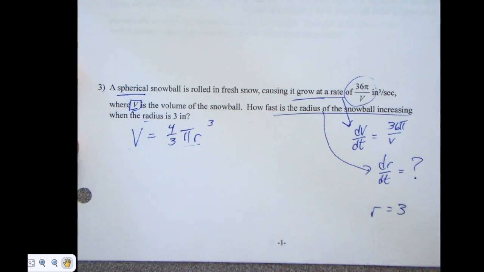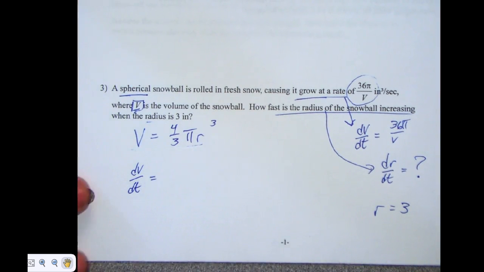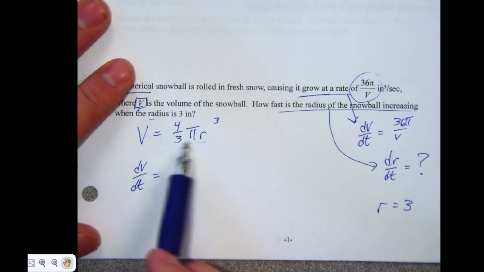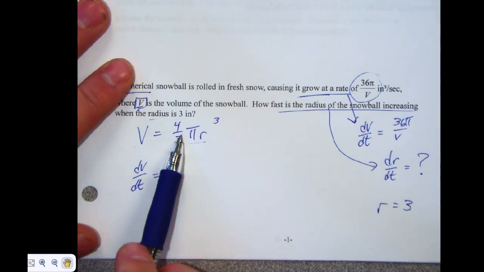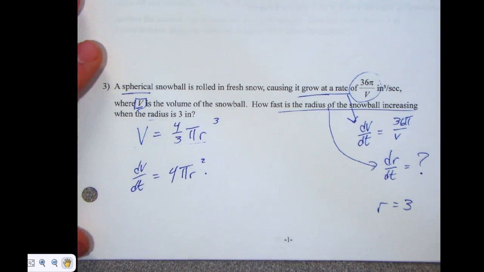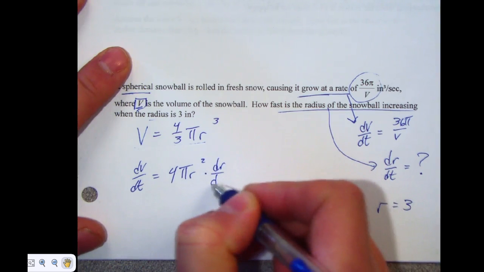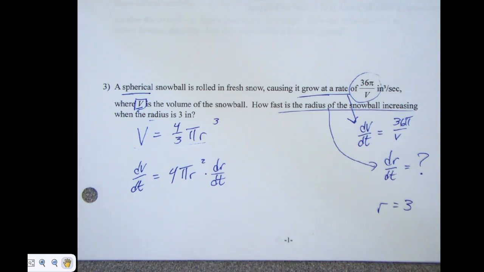Let's take the derivative. What's the derivative of V? Not 0. What's the derivative of x? 1. So the derivative of V is 1, but you took the derivative of a V, so what do you multiply by? dV over dt. So this is dV over dt. And then I'm taking the derivative of the right-hand side. So I bring down the 3, I multiply it by the 4/3 in front, so that just becomes 4 pi r squared, but then what do I multiply by? I took the derivative of an r, so I multiply by dr over dt.